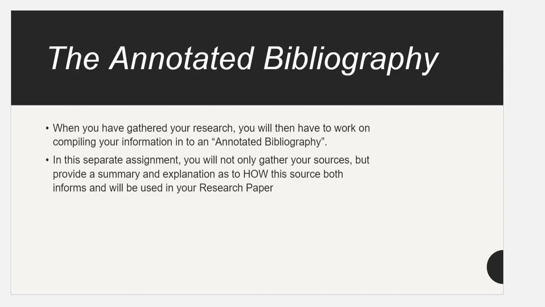The annotated bibliography. When you're gathering your research and you finally narrow down the scope of your topic, you're going to have to develop an annotated bibliography. This is a separate assignment from the final research paper. You will not only gather your sources that you're going to be expected to use in the final paper, but you're also going to have to create an annotated bibliography where you're going to explain 4 of your sources and provide a summary and explanation as to how this source informs and will be used in your research paper. So we'll go over more about that later.